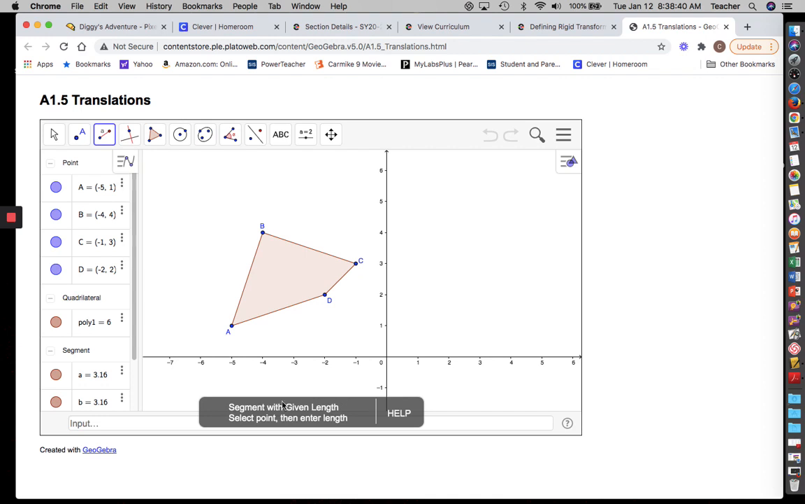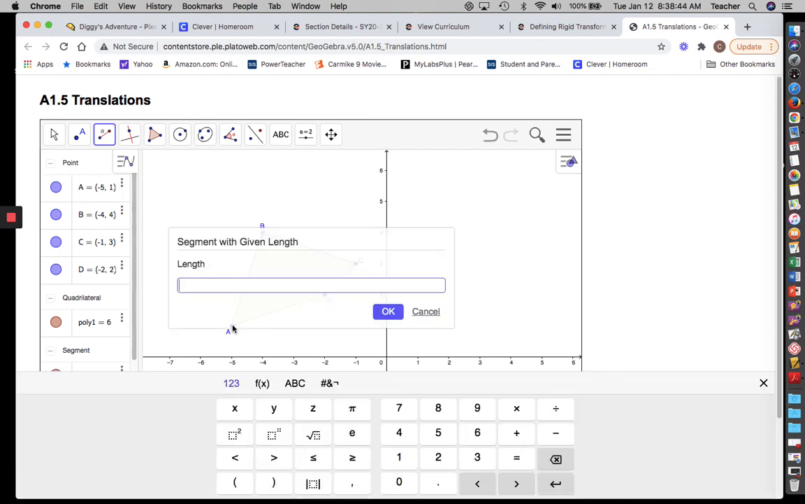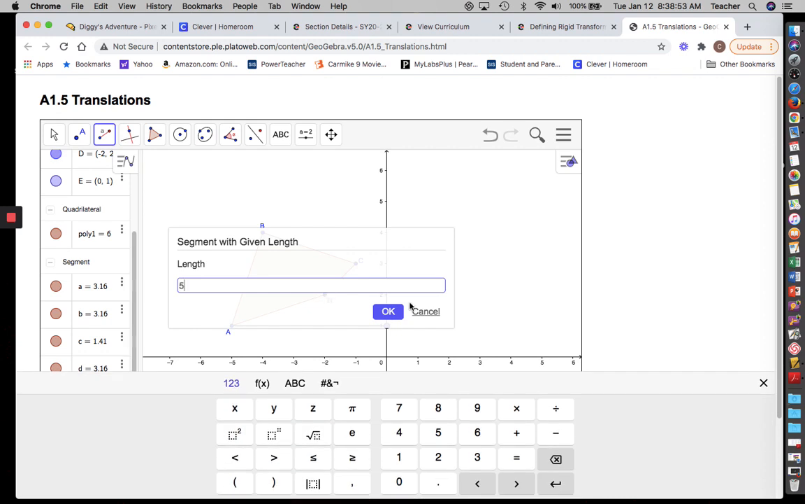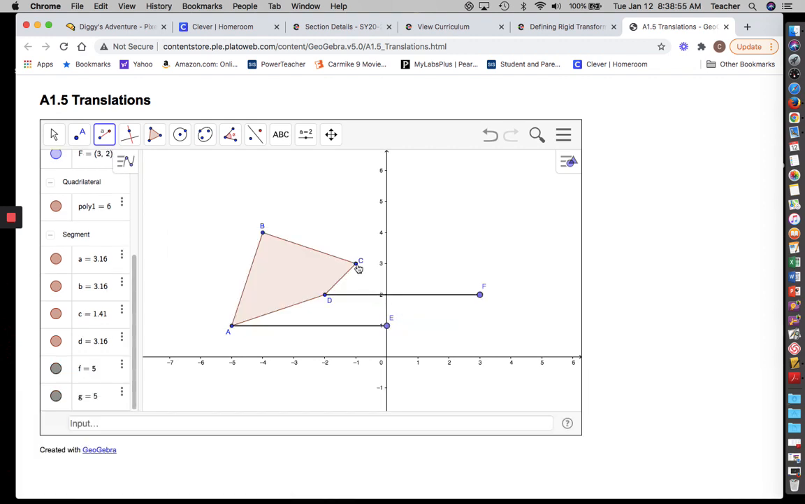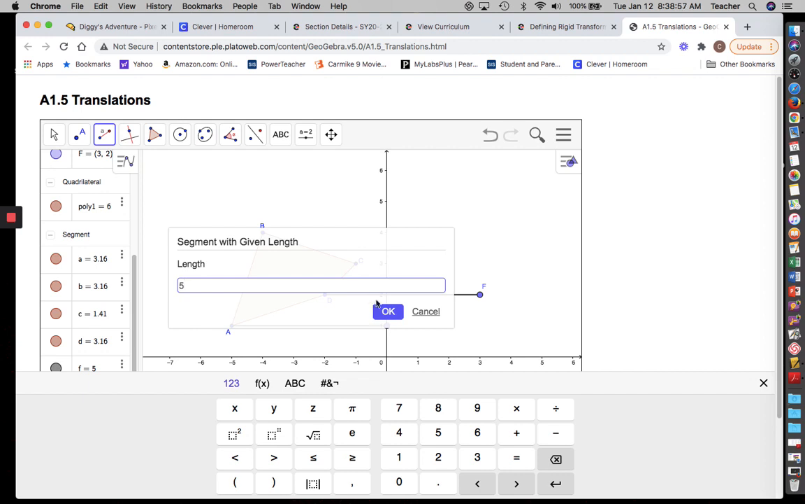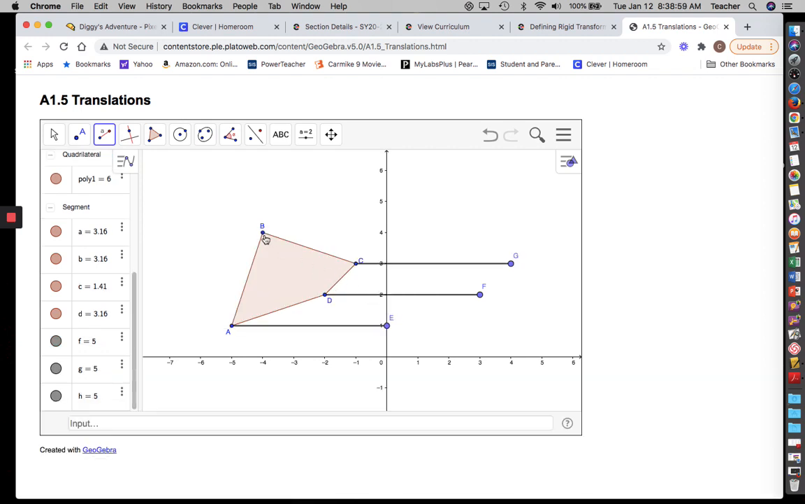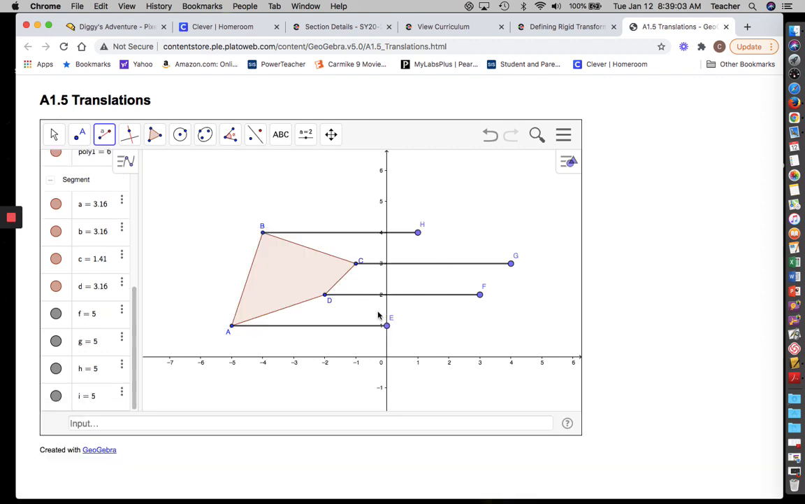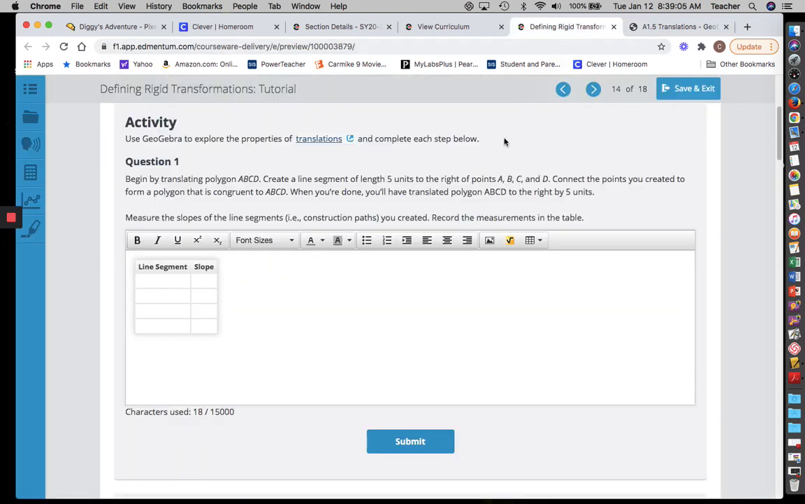So segment with given length, select a point, then enter a length. So I'm going to select A. And I'm going to select 5. Oh, sweet. Look at that. 5 to the right. So 5 to the right. 5 to the right. And 5 to the right. Okay. Let's see what else I got to do.